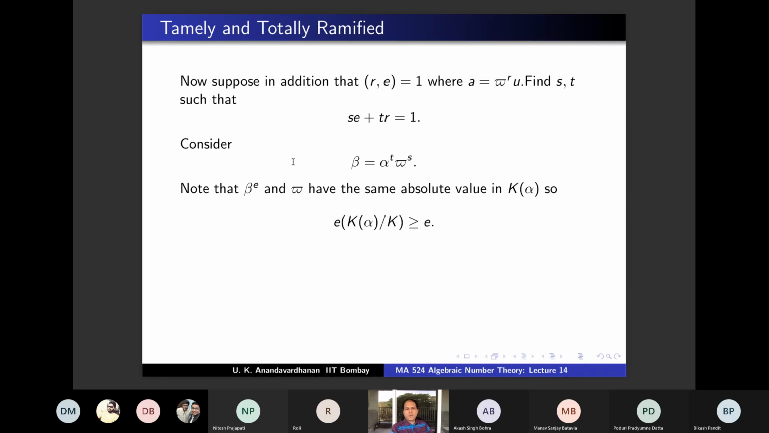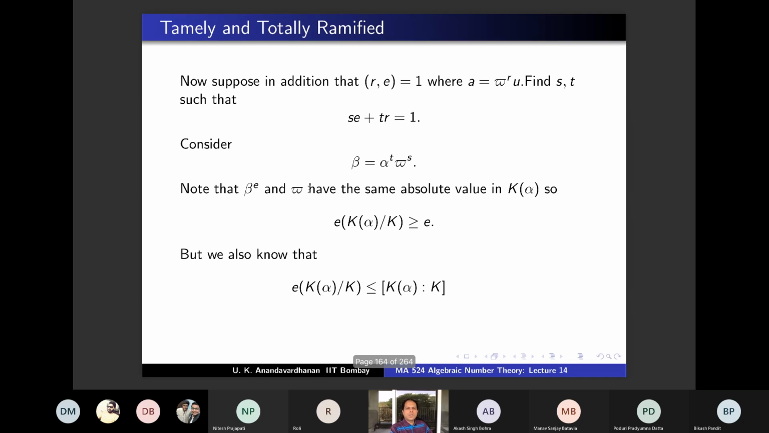Therefore the ramification index of K(alpha) over K is bigger than or equal to e. Why is that? Because when you raise beta, you already have got an element of the same absolute value as pi. So pi is beta power e times a unit. Now if this beta is irreducible, then the ramification index is e. If beta has valuation 2, then the ramification index is 2e. If beta has valuation 3, then the ramification index is 3e. So the ramification index is at least e because of this construction.